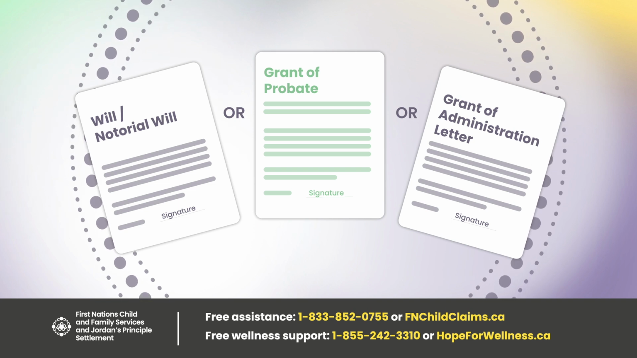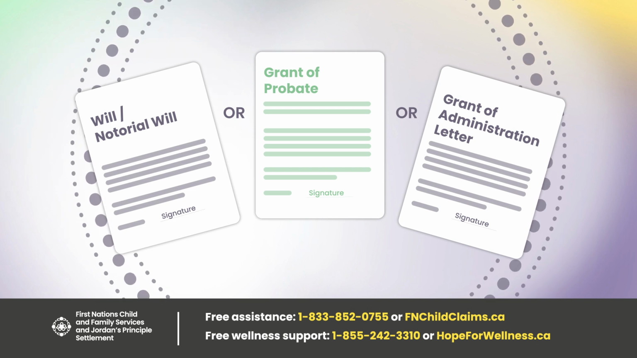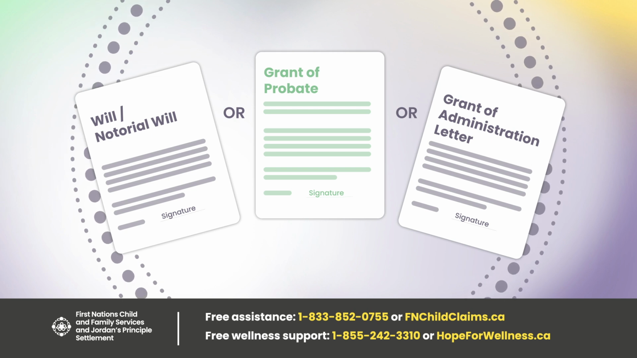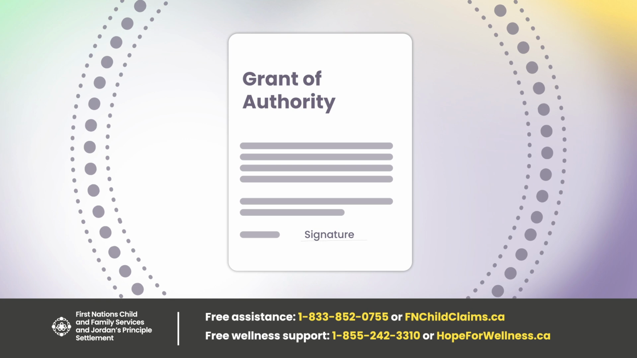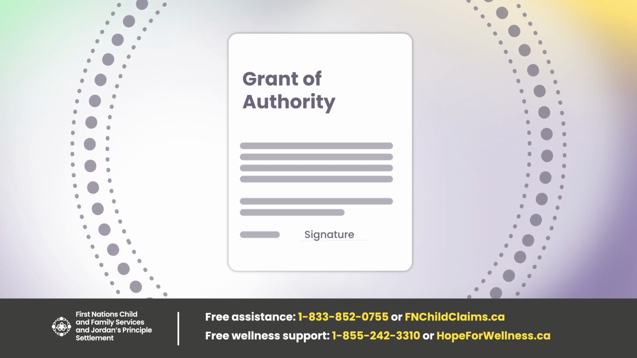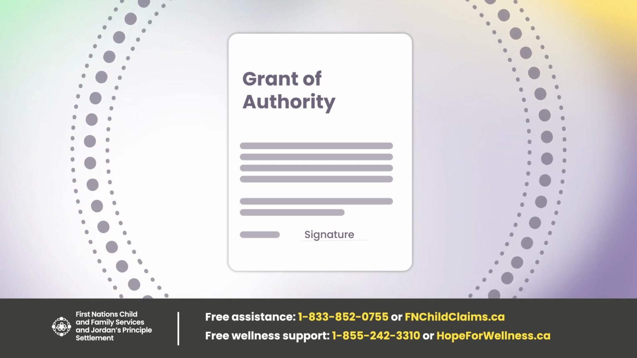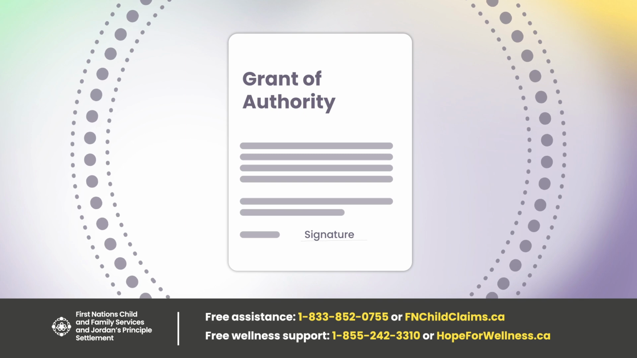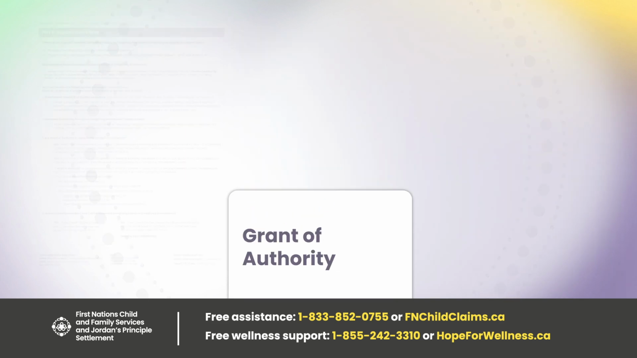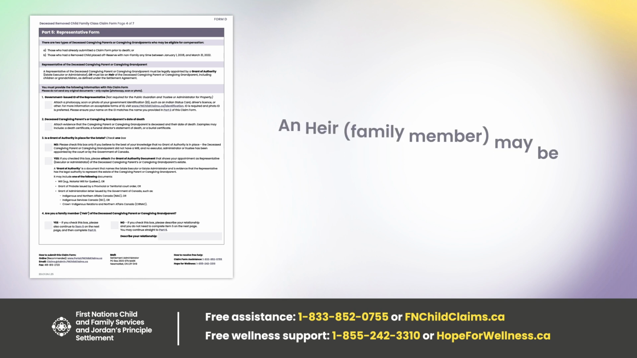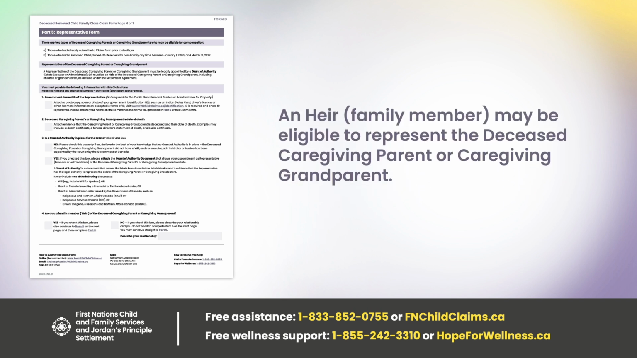If that describes you and your role, you'll need to provide the following information with the completed claim form: a copy of the grant of authority document that shows your appointment as representative, executor, or administrator of the deceased caregiving parent or caregiving grandparent's estate. The type of heir who may be eligible to represent a deceased caregiving parent or caregiving grandparent depends on the circumstances of the claim.